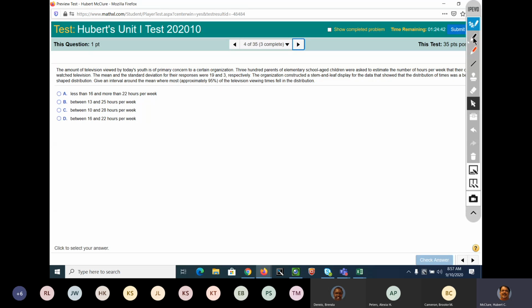So that's where you do your 19. 19 plus 3 is 22. 22 plus 3 is 25. 25 plus 3 is 28. 19 minus 3 is 16. 16 minus 3 is 13. And 13 minus 3 is 10. If you don't know what I'm doing, this is the empirical rule.